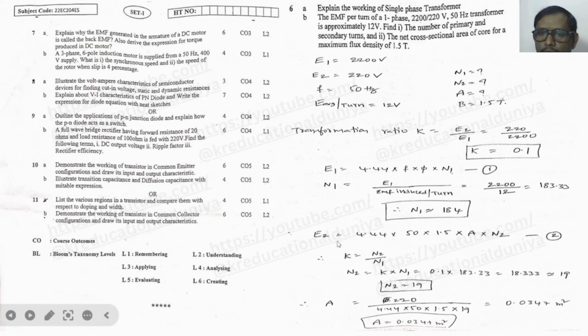So E2 equal to 4.44 into 50 into B value 1.5 into A into N2. Just now we found the N2 value, so the only unknown is A. So A equal to E2 by 4.44 into 50 into 1.5 into 19, which is 220 by that. We got the A value, 0.0347 meter square. The unit for area is meter square. So N1, N2 and A are found. This is how we have to do the problem.